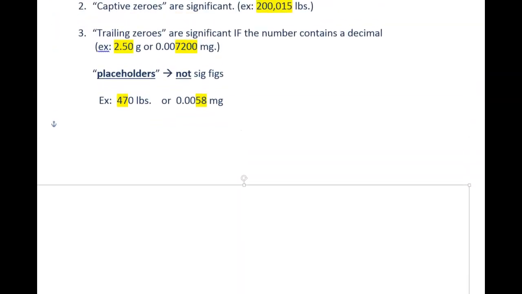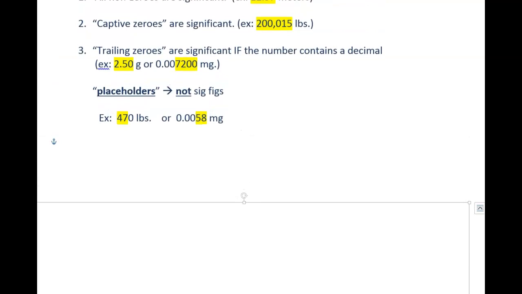So significant figures are just a way of understanding which numbers in a measurement can be relied upon, which ones are significant, and that is determined by how precise the measurement was. And we can identify that by these three rules.